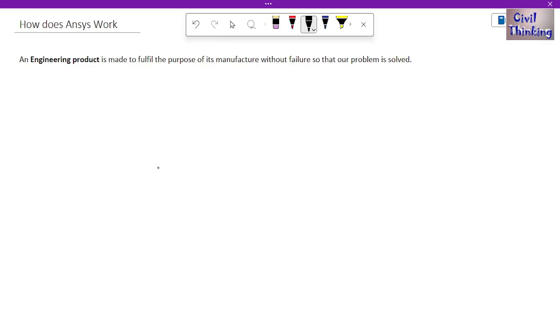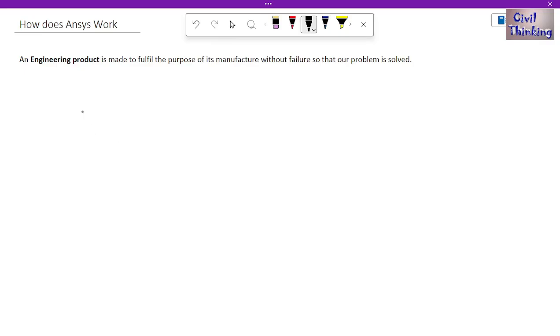Now in the previous class we talked about engineering products, and why it is better to design and test an engineering product in the Ansys program. And now in this class we will see how Ansys works.